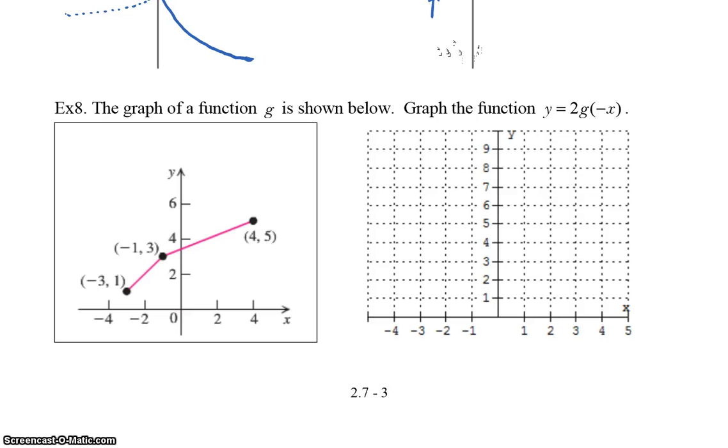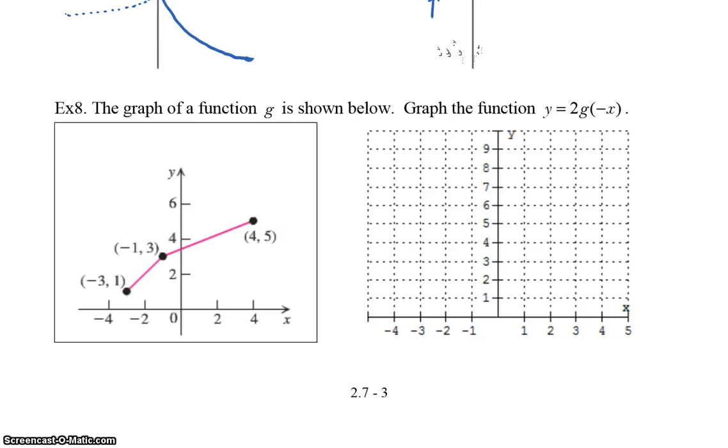In our final example, we're not given an equation for our function. We're just given a graph of a generic function g and asked to graph the function 2 times g of minus x using transformation rules. So what is indicated by 2 times g of minus x?